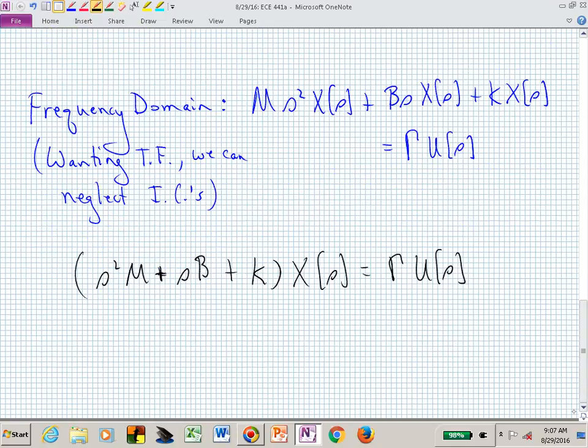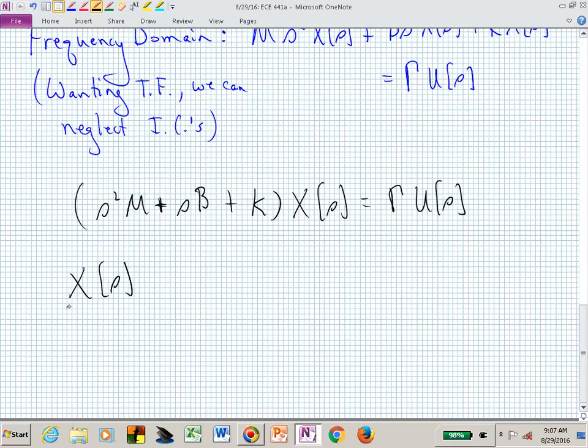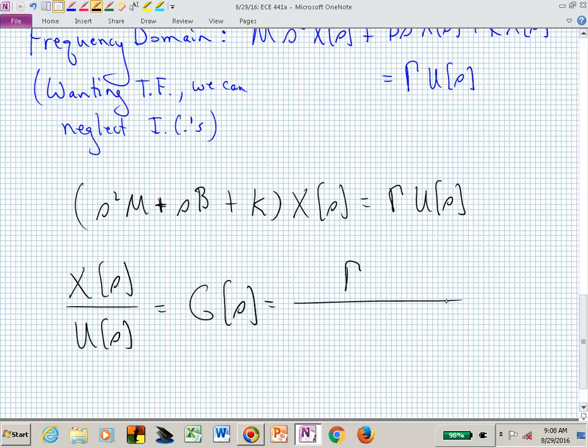And if we want the transfer function, we are wanting to then look at the ratio of X of s to U of s, and if we isolate that on the left-hand side, that produces our transfer function G of s, which is now gamma over s squared m plus sb plus k.